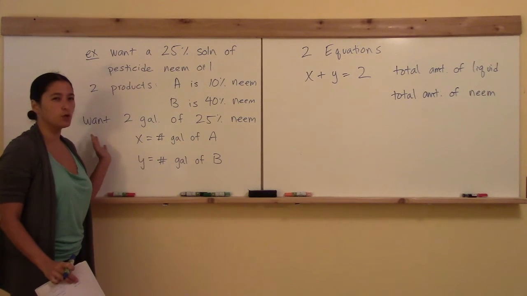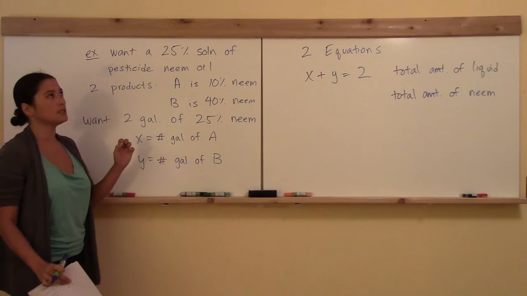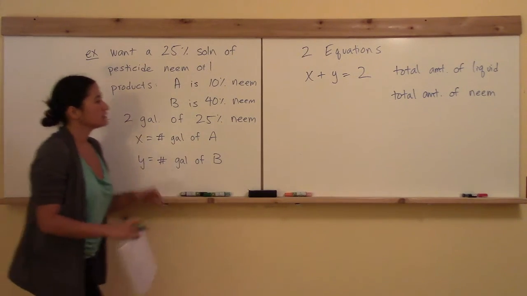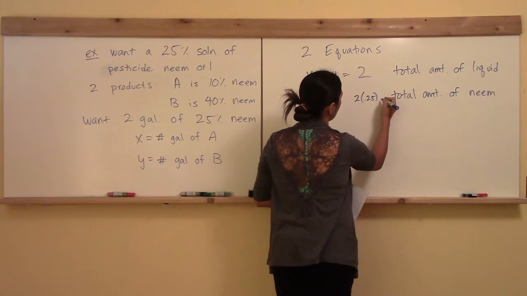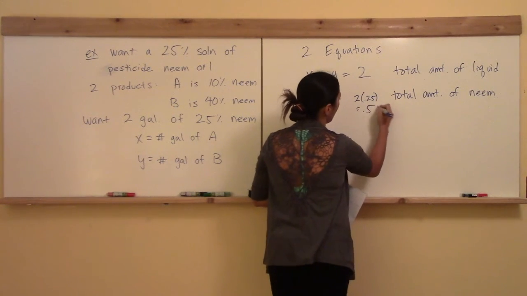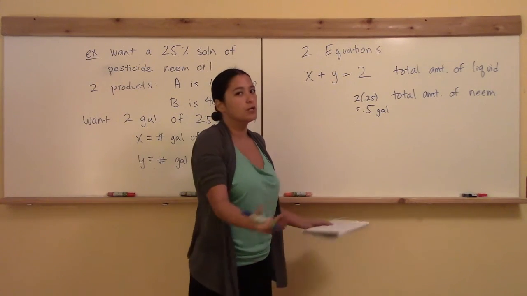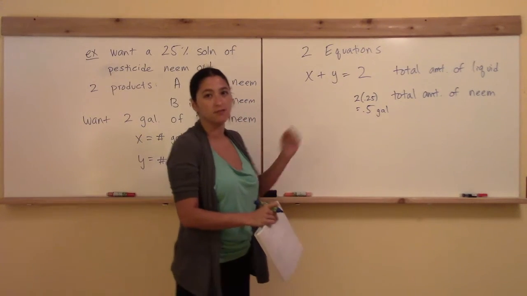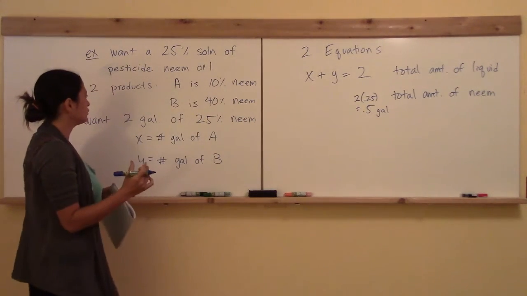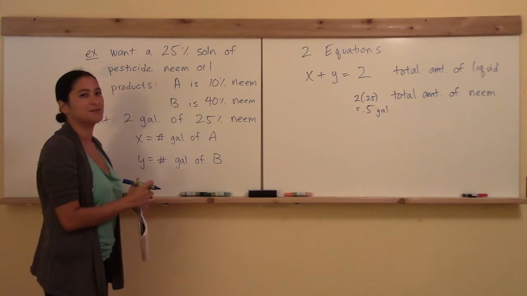So how much total neem do I have? I have 2 gallons and it's 25% neem, so that tells me that I have 2 times 25%, or 0.5 gallons total of neem. That makes sense, right? It's a 2-gallon container and a quarter of it is pure neem, so that's half a gallon. Anyone who's actually used neem oil knows that that's a ridiculous amount of pure neem oil.